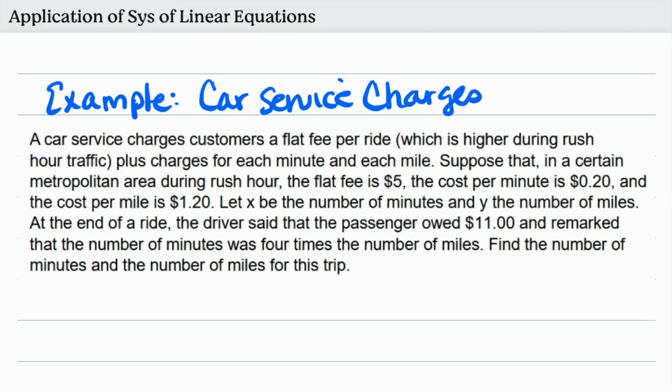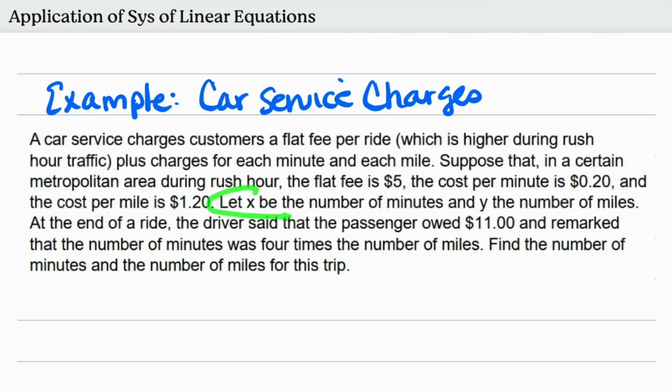A car service charges customers a flat fee per ride, which is higher during rush hour traffic. Plus, it charges for each minute and each mile. Suppose that in a certain metropolitan area during rush hour, the flat fee is $5, the cost per minute is 20 cents, and the cost per mile is $1.20.